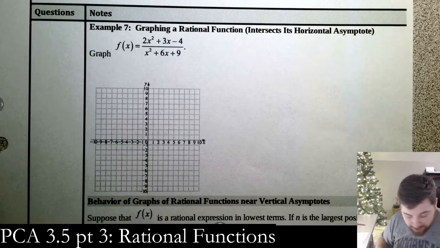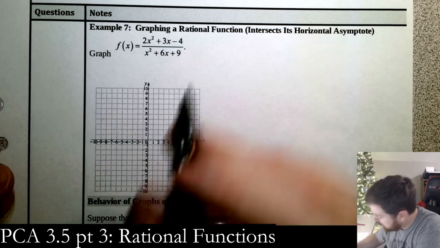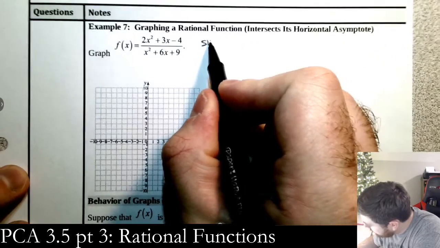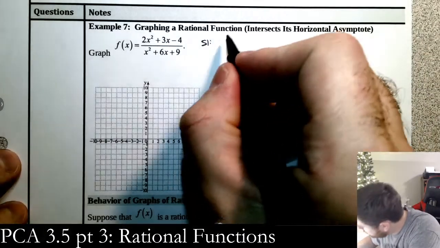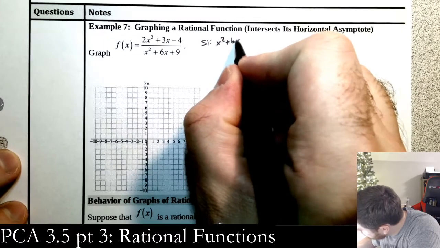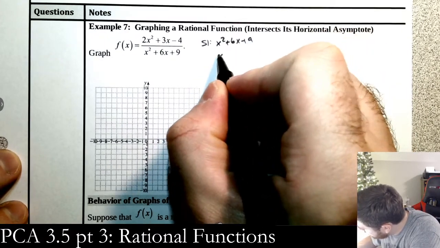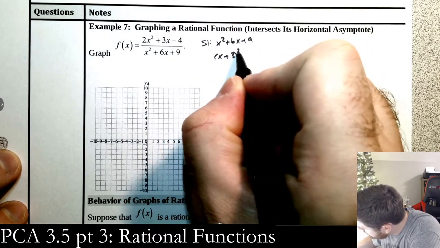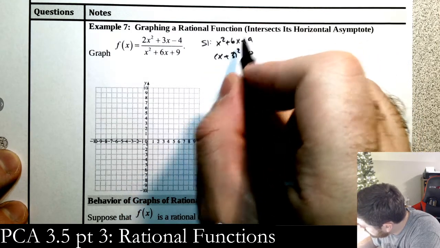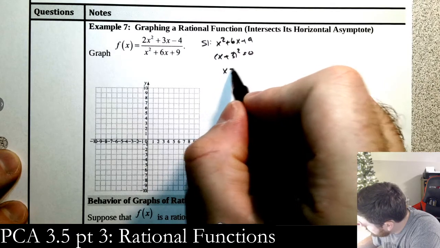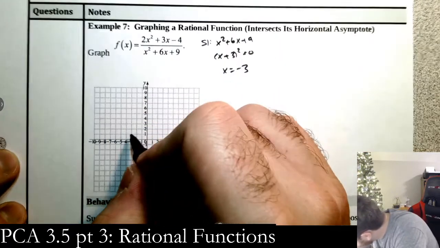Okay, so we actually have the same process, right? So step one would be to find the vertical asymptotes. Okay, so set the bottom equal to 0. Factor it. Will this be x plus 3 squared? Is that right? X squared plus 6x plus 9. Yeah. So x equals negative 3. There's our vertical asymptote right there.